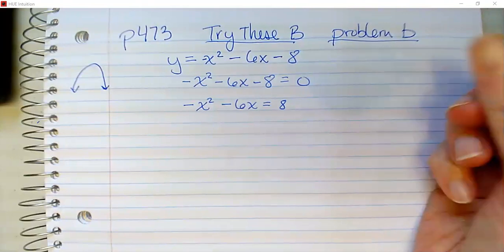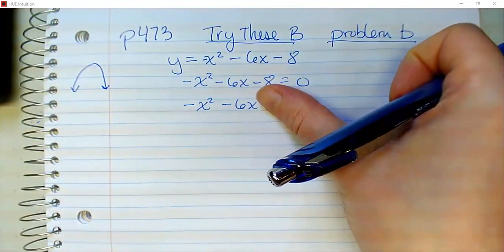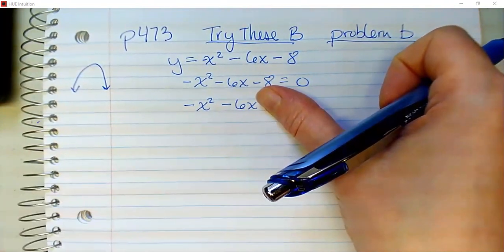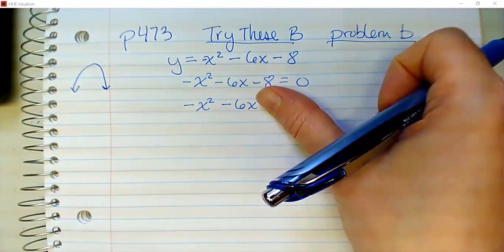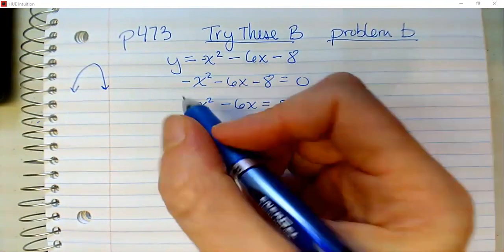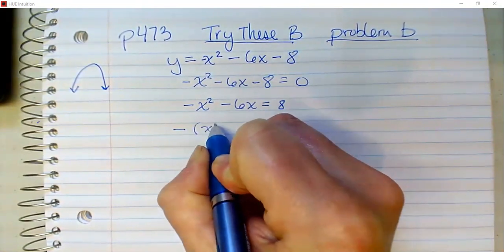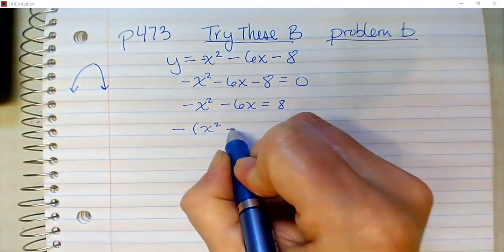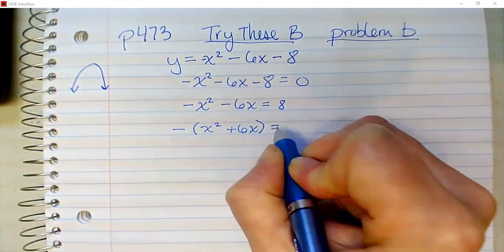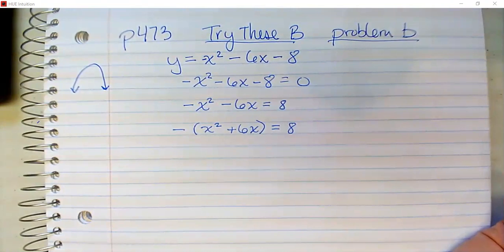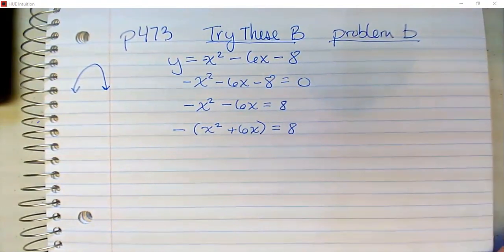Now at this point, if we just look at the left-hand side of the quadratic, you'll notice that both terms are negative. Even if only the first term is negative, it's very helpful to actually factor out that negative sign before we start completing the square. So we're going to factor out the negative sign, and in parentheses, we're going to have x squared plus 6x, and then we have equals 8.